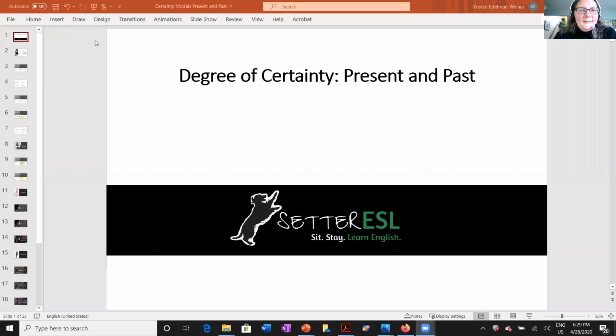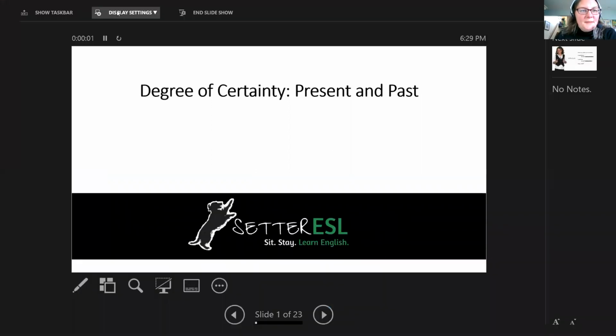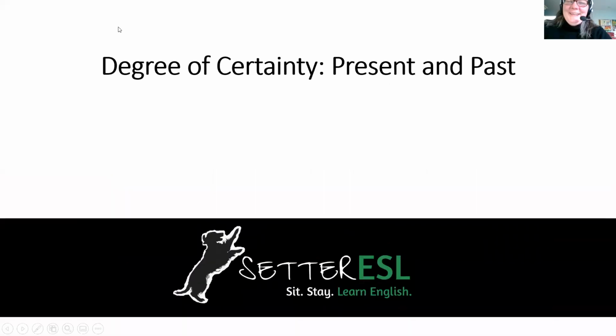We are going to be talking about degrees of certainty again with the present and the past. And once again, let me share my screen so we can all see what's going on. Change it to a slideshow. All right. Ta-da! Degree of certainty.